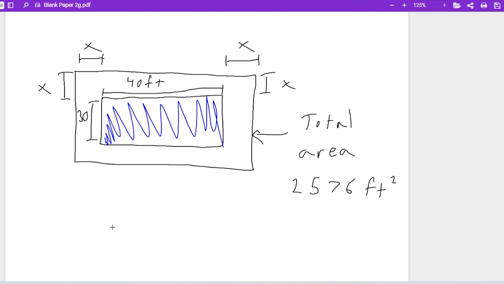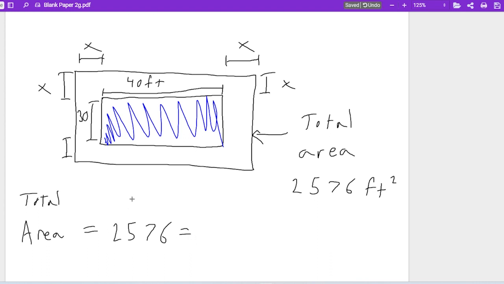So what we need to do for this problem is come up with an area formula that will find the total area of the outer rectangle in white, which would also include the rectangle in the middle, the blue. And the way we would do that, it's actually not terrible. We're going to say that the total area is equal to 2,576, which we know.